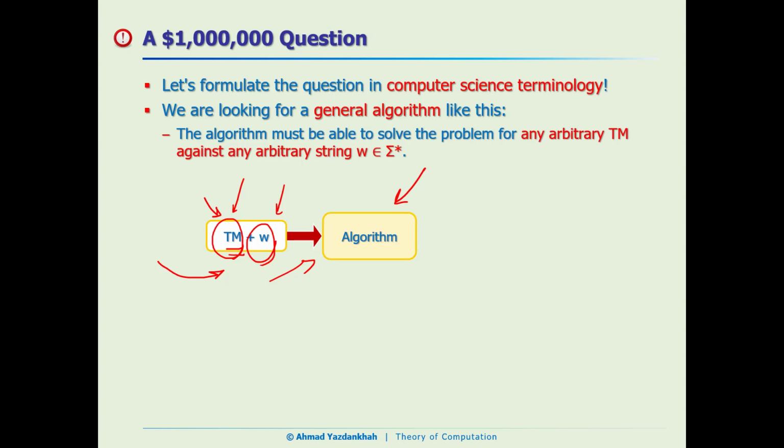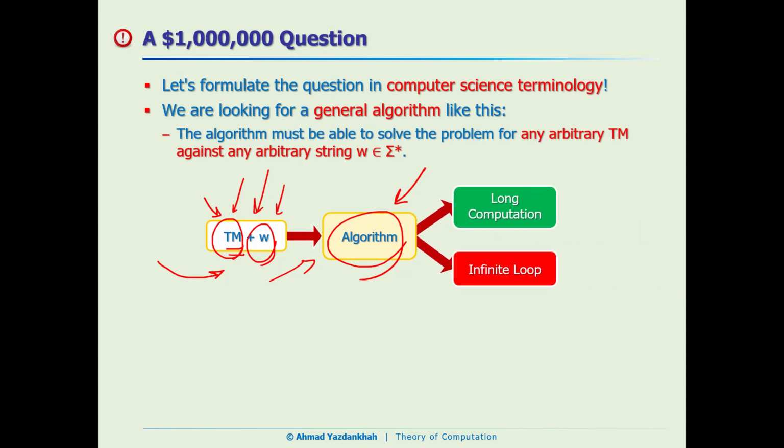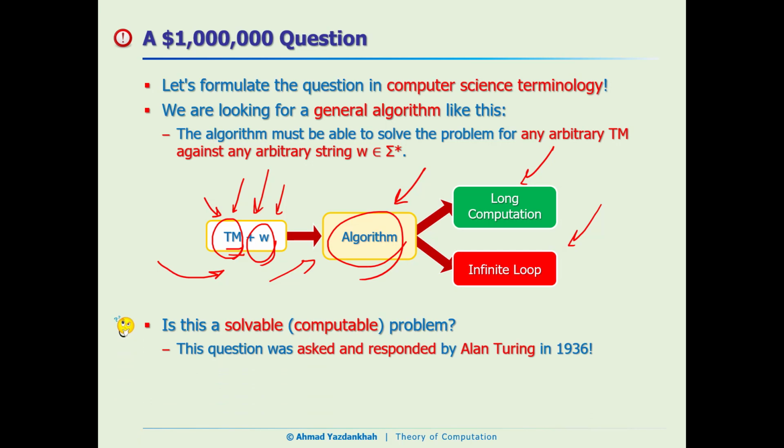All right. So we are looking for an algorithm like this, whose input is two items, a Turing machine and a string. And we expect this algorithm to tell us whether it is in a long computation or in an infinite loop. So can we create such an algorithm? Or in other words, is this a solvable problem? As we will see later, this question was asked and answered by Alan Turing in 1936. So we will get back to this question later, okay? I'm going to stop here. See you guys in the next video.